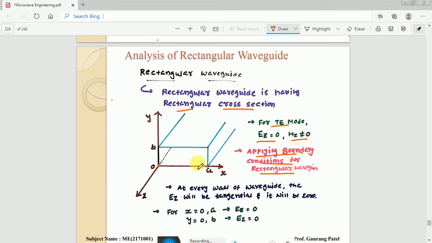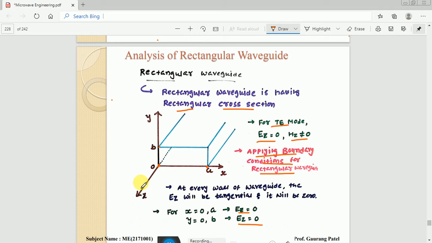Now to start with, if we consider the boundary conditions for the rectangular waveguide, then at every wall of this waveguide the Ez will be tangential, hence it will be 0. So at every wall of the waveguide Ez will be 0. Similarly at x equal to 0, y equal to 0, x equal to A, y equal to B, the Ez will be 0.